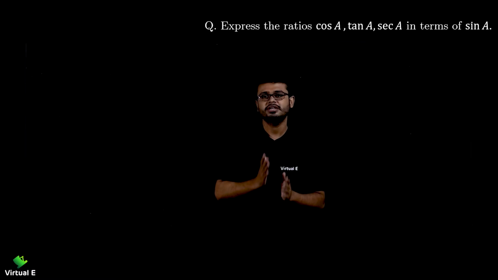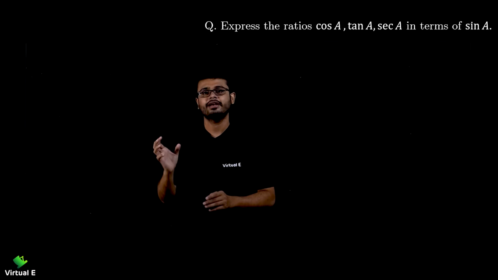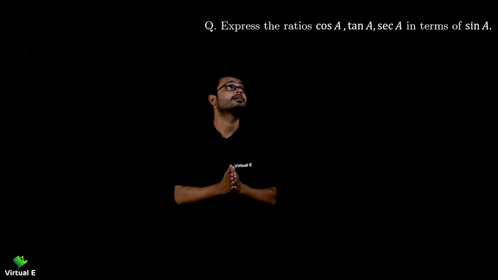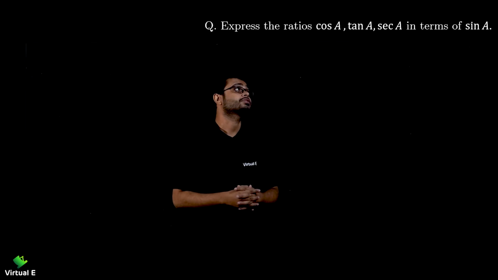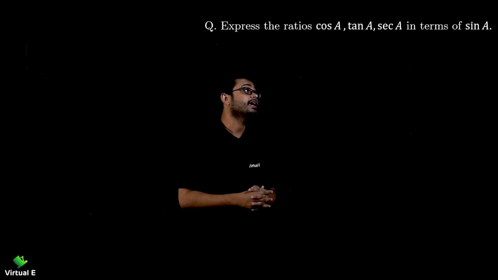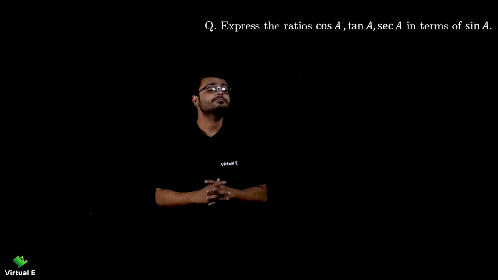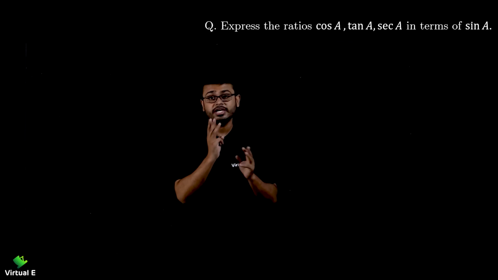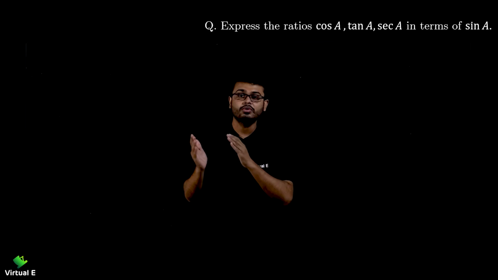Let's discuss sums based on the trigonometric identity that we learned. We are going to discuss these two questions. Let's start. Express the ratios cos A, tan A, sec A in terms of sin A. So we need to get these three ratios in terms of sin A. There should be only sin A.